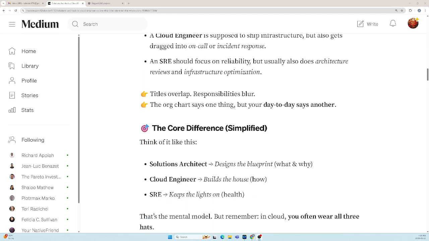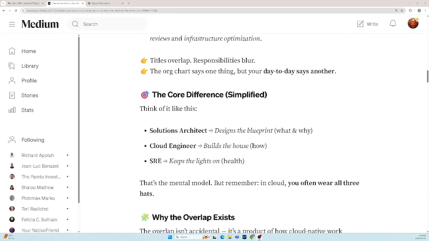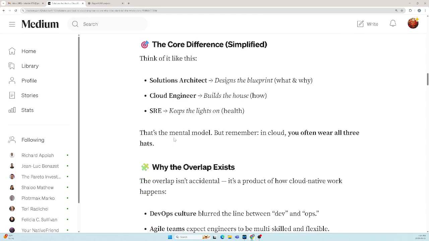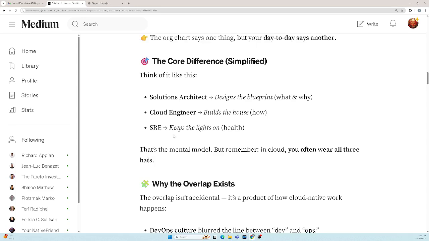So if we go into the core difference, it is like this: a solution architect designs the blueprint, the cloud engineer builds the house, and the solution architect designs what the architecture of the house will be. The SRE gives the light. This is the simplified mental model. But remember, in cloud you often wear all the hats, and this is the real situation. You have to do everything. You design, build the house, and also you need to follow up on its health.